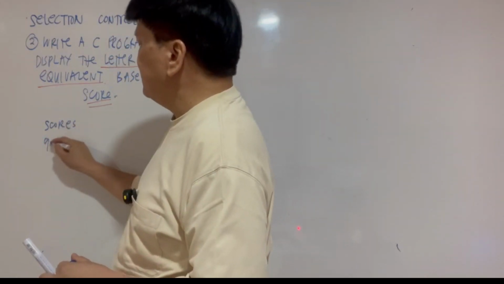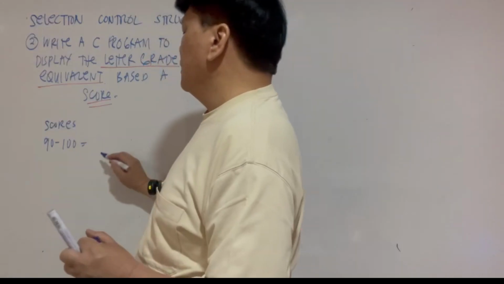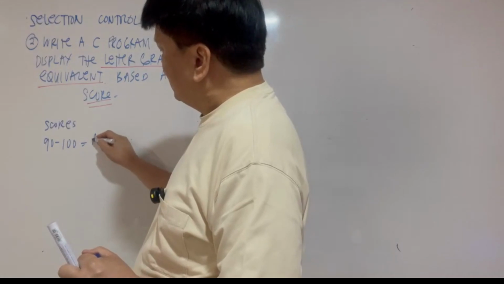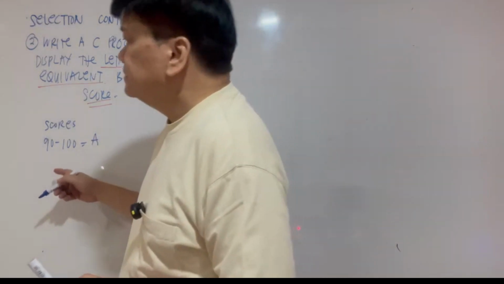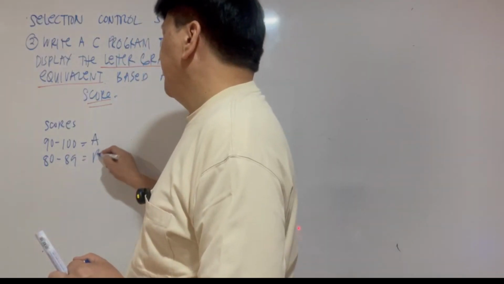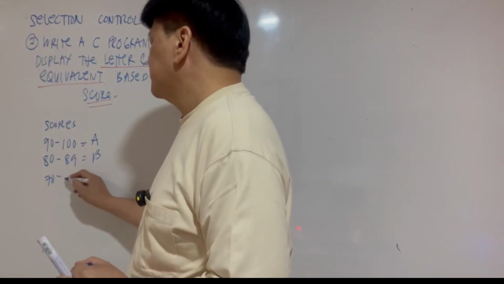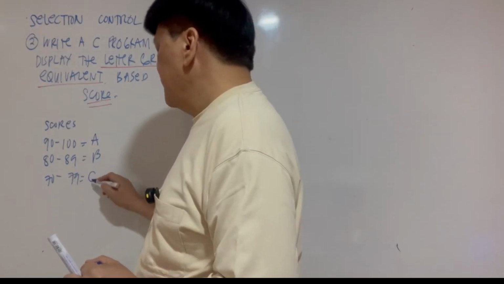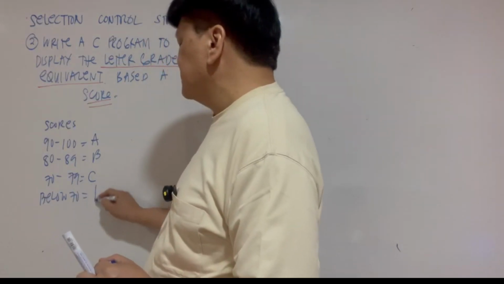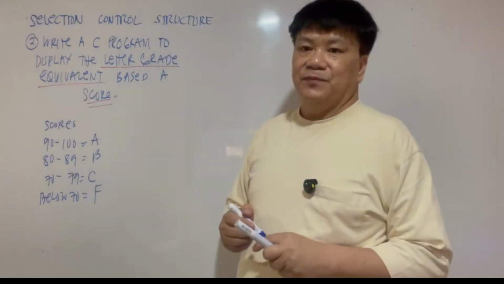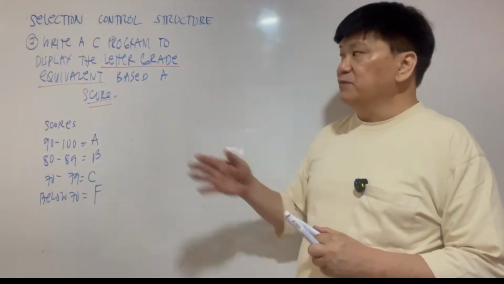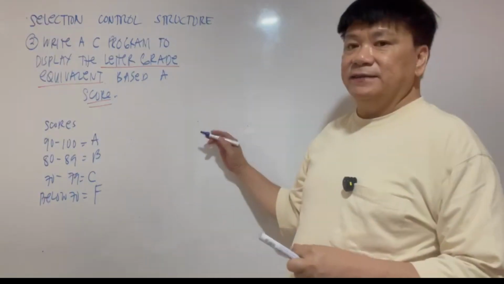We have 90 to 100. We're going to output the letter grade A. Then we have 80 to 89, B, 70 to 79, C, and then below 70, let us output F. Now, again, to visualize the logical solution for this problem, let us create the flowchart.